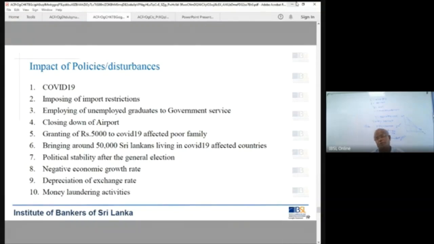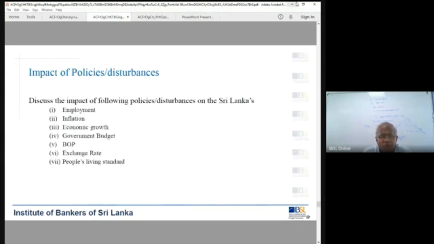What will happen to the economy? What will happen to the GDP? The money supply, sorry, the interest rate or the employment, right? These are the things: employment, inflation, economic growth, budget, BOP, exchange rate, living standard. Now you have to discuss these policy shocks on these variables.